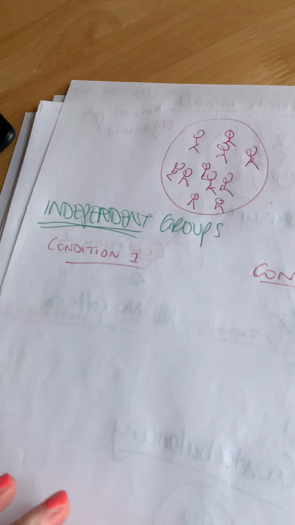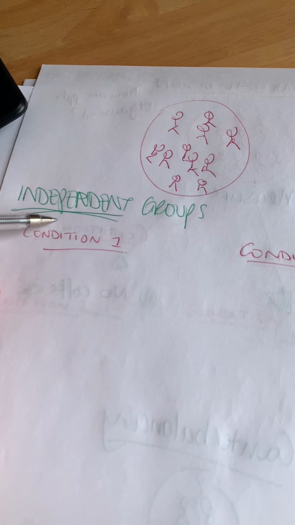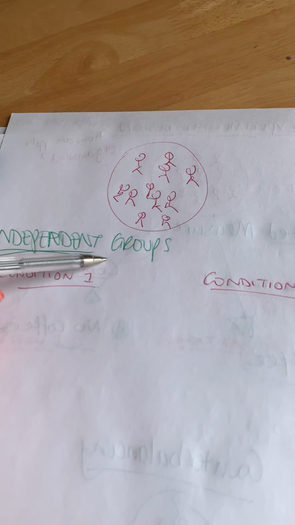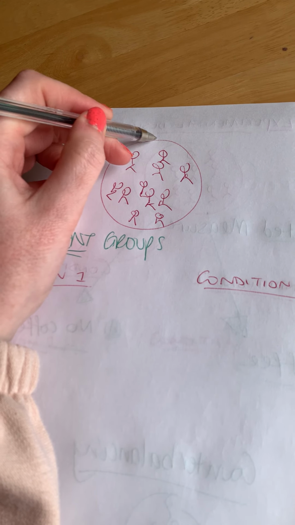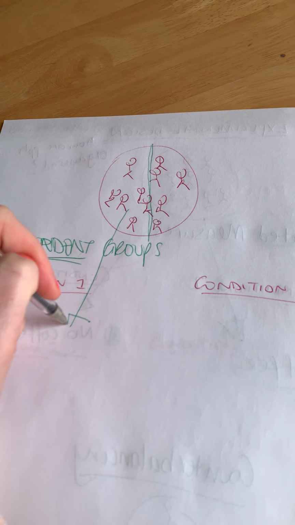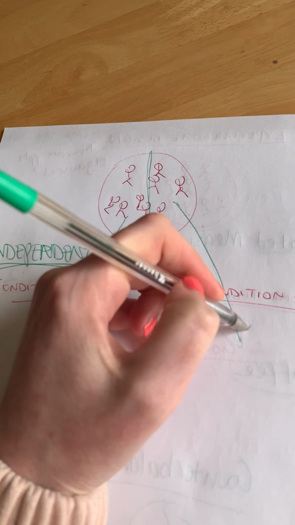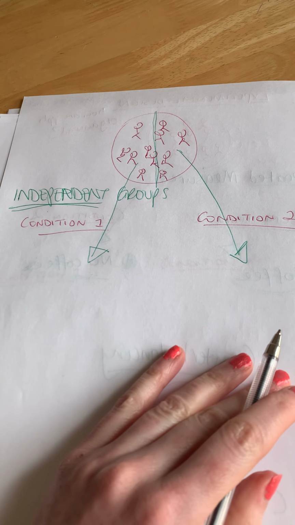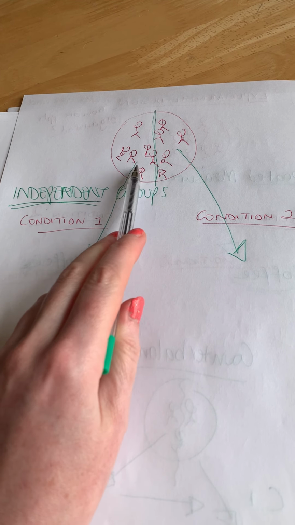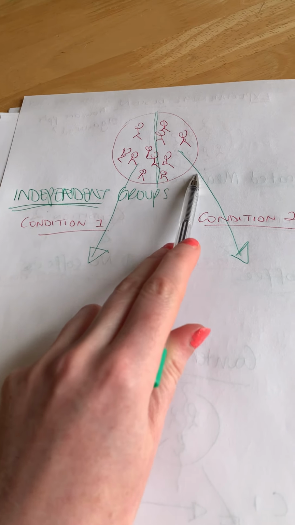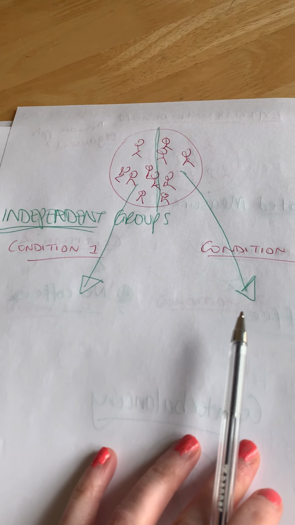Okay, and our keyword is independent. So what we do with independent groups design is that half of our participants do condition 1 and the other half do condition 2. Okay, so 2 different sets of participants. One set will do condition 1 and one set will do condition 2.